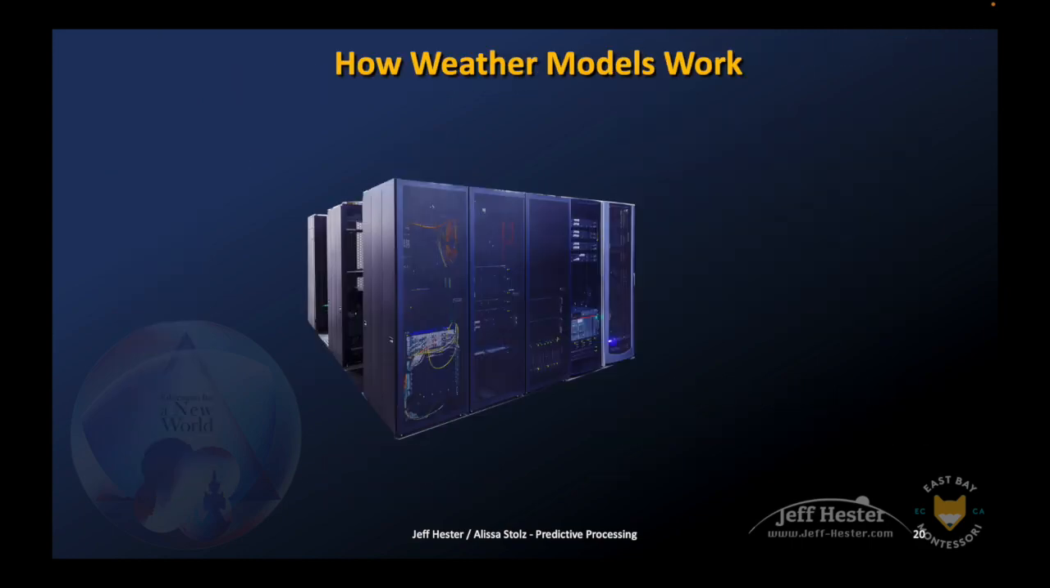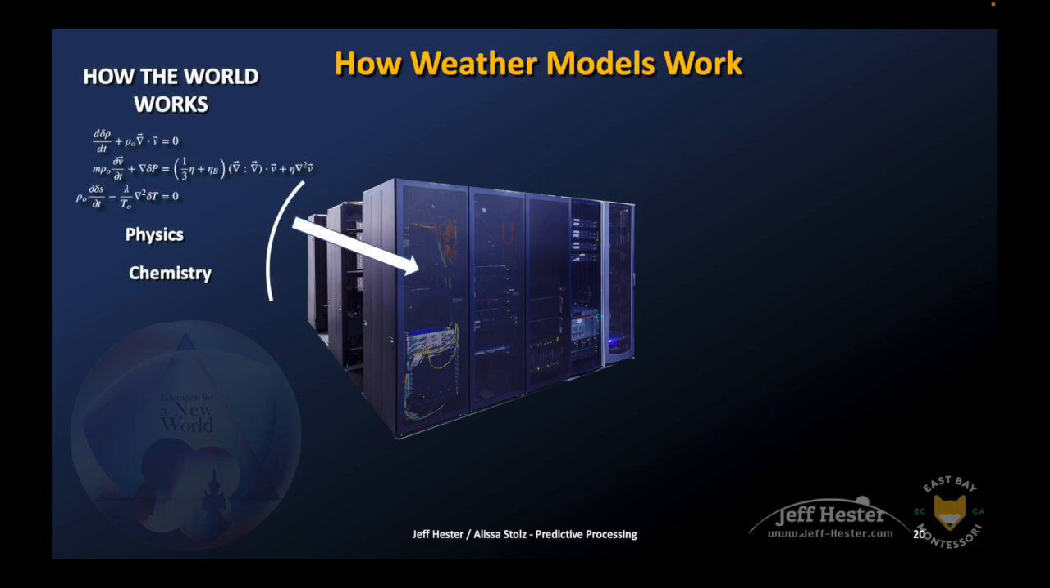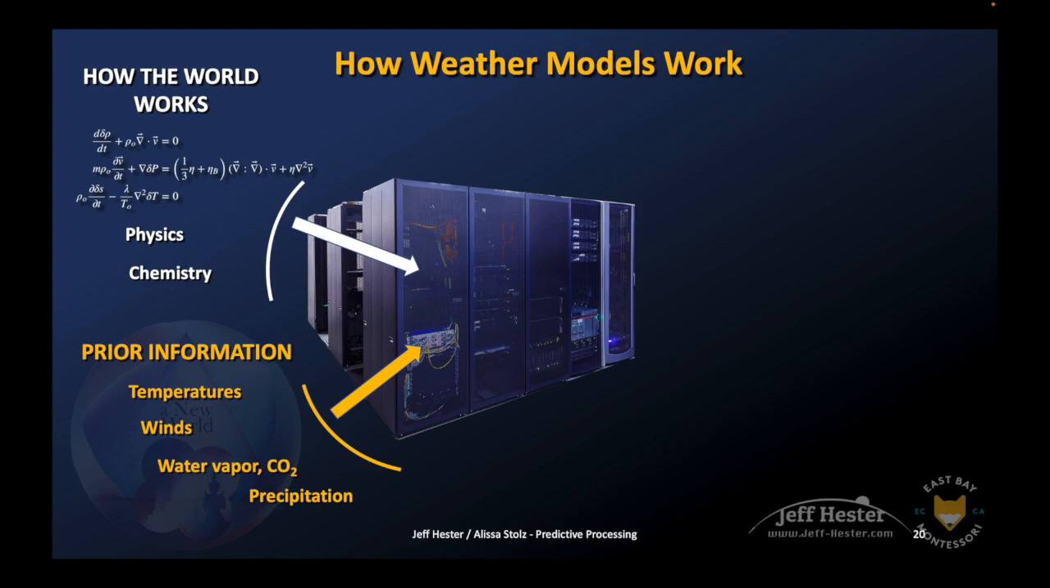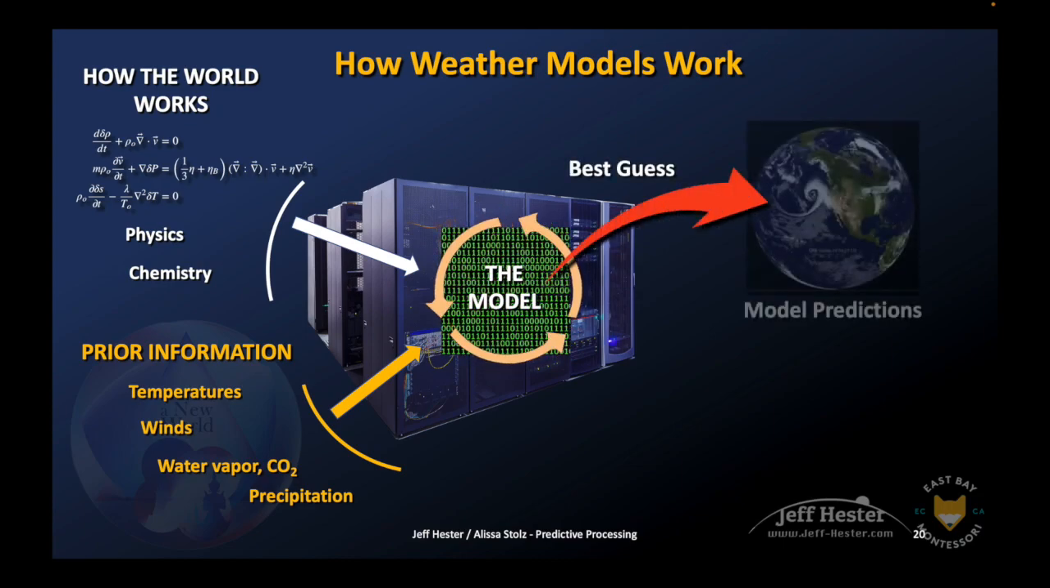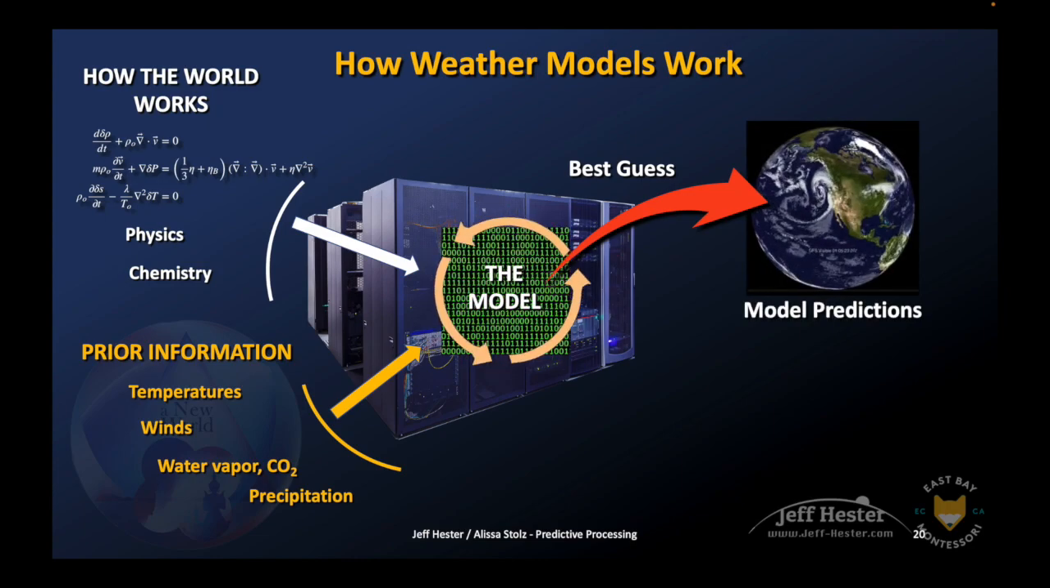Our weather model predicts. Here's how weather models work. Start with a big computer. You take physics and chemistry and everything that you know about how things work in the world. You combine that with prior information about temperatures, winds, what's the water vapor doing, precipitation, all of that, and you put it together and you turn the crank. Basically, you use your understanding of how the model works to take the facts that you know about the world and turn it into a best guess about what's actually going on.